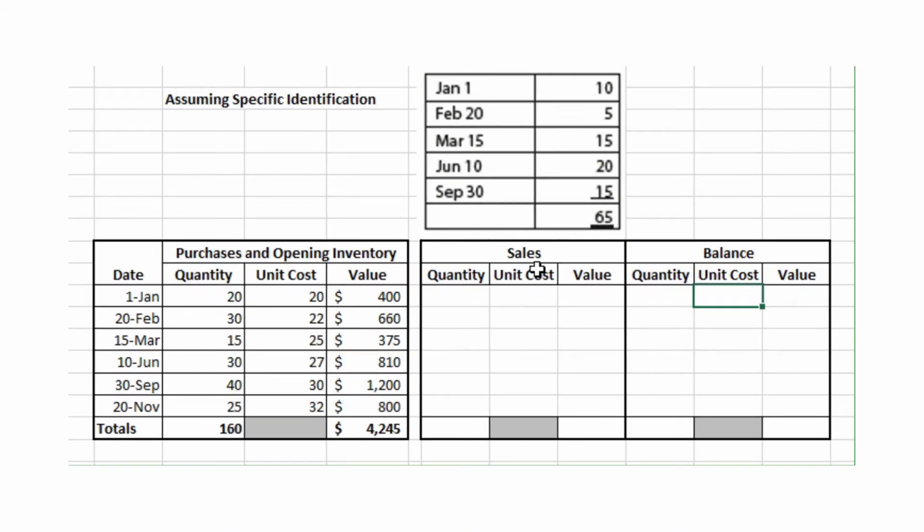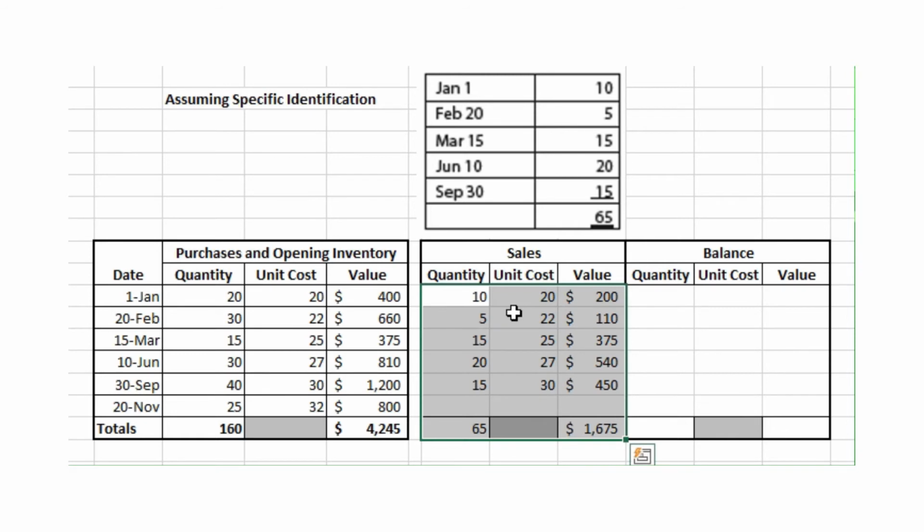The next step of this problem says use specific identification. It says that we did the following sales of 65 units on these 5 different dates. Those dates are attributed to the date of the purchase of the items. So for the sales component, we need to record each item against the bucket those items were purchased from. We sold 10 out of the 65 units from the January 1st opening balance, so 10 items are at the $20 cost. We sold 5 out of the February 20th batch, so we have 5 at $22.